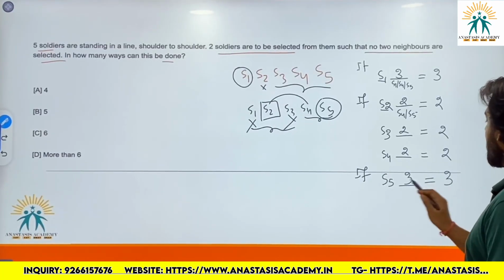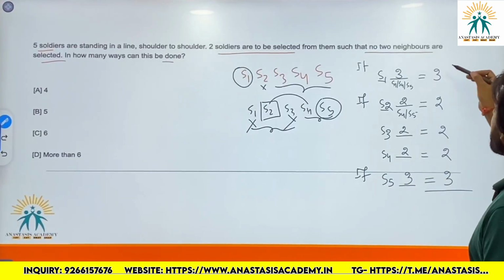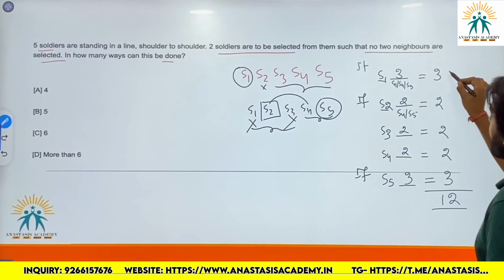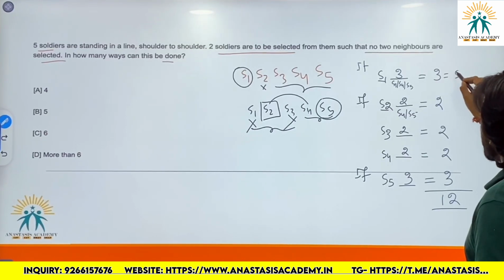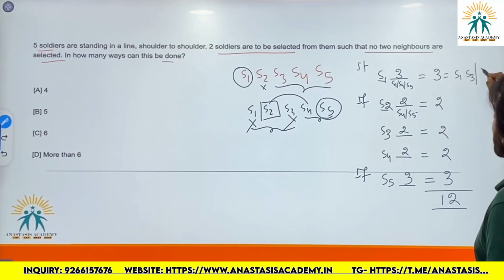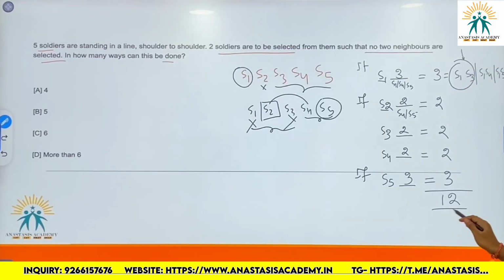So how many ways are there? So total number of such cases are 3 plus 2, 5 and 2, 7 and 2, 9 and 3, 12. But one important thing is, in these 3 selections, there were S1 and S3. This is one such selection. Second was S1, S4 and third was S1, S5. I am counting this selection twice in these 12 cases.